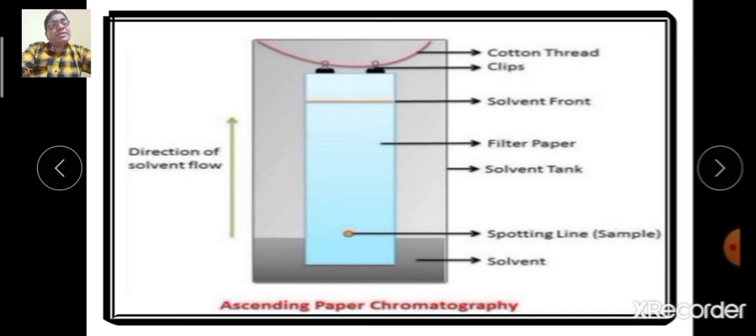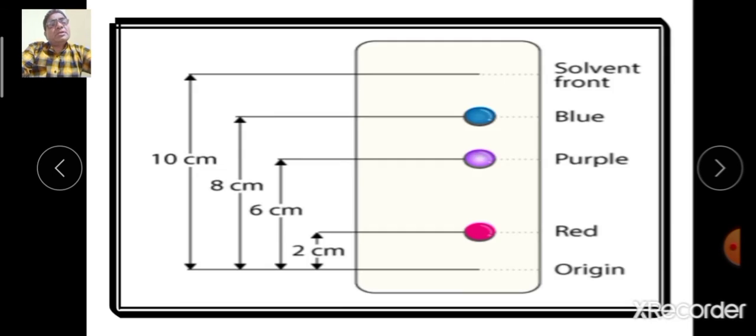Now, after the solvent reaches the required distance or required time, the paper is removed from the solvent chamber and it is dried. If the separated components are colored, they are easily located by our eye, and if the separated compounds are colorless, then they are located by using detecting reagents like ninhydrin, ammonia solution.